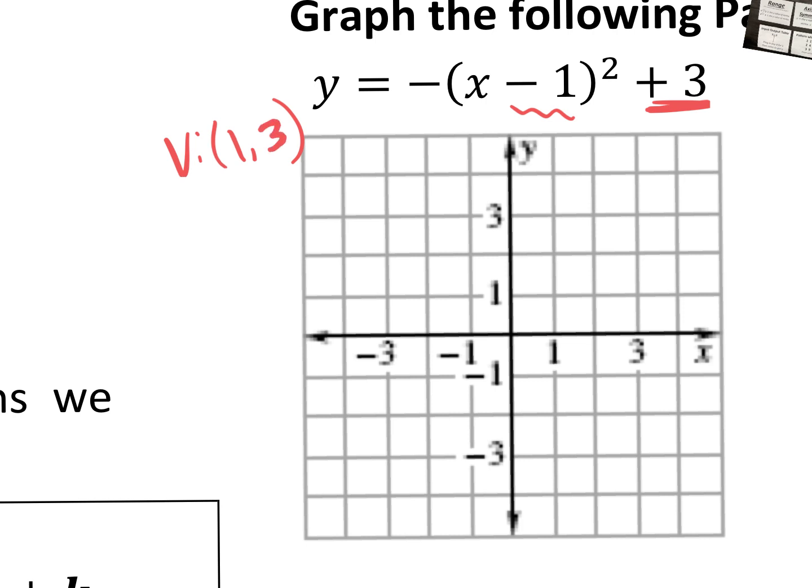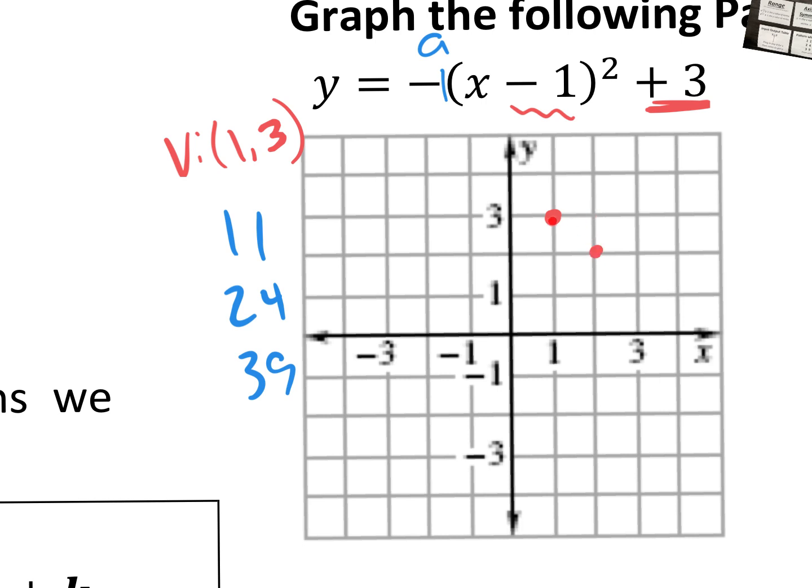Everybody plot the point (1, 3): 1 on the x, 3 on the y. There it is. What's the a value, the number out in front of the parenthesis? It's a -1, right? That means I could use the pattern 1, 1, 2, 4, 3, 9, but just remember that it's going down instead of up. So check this out. 1 over, 1 down, put a dot right there.